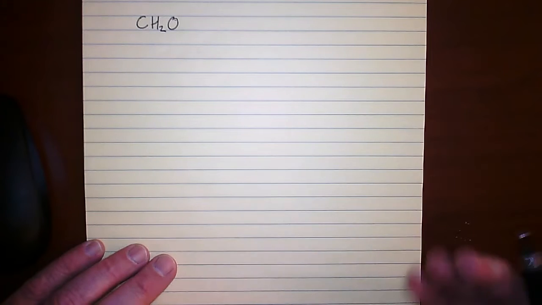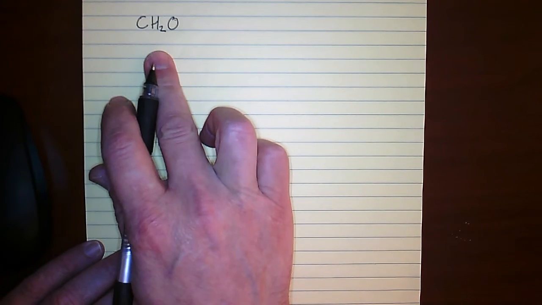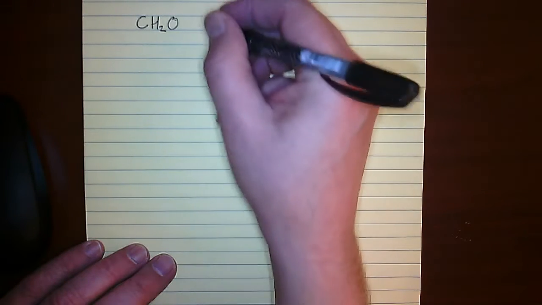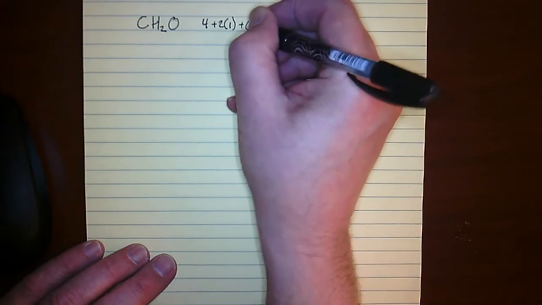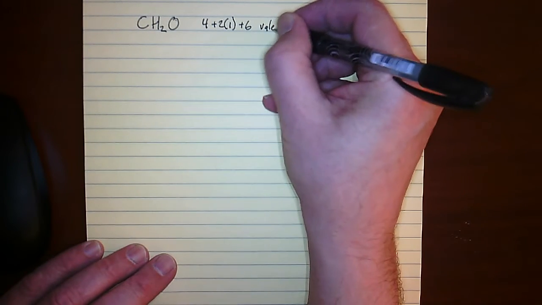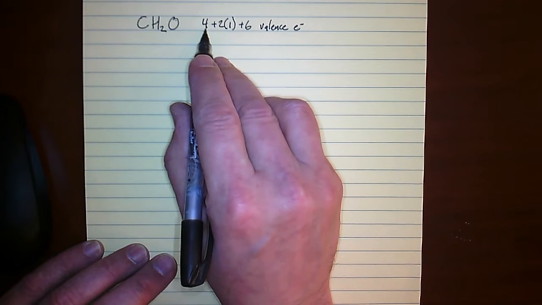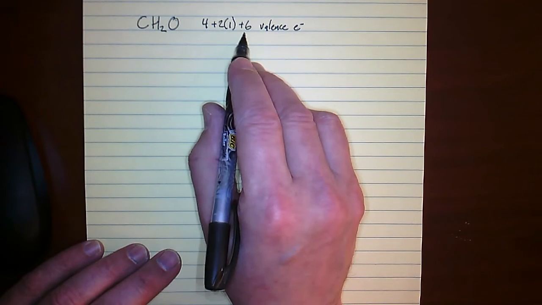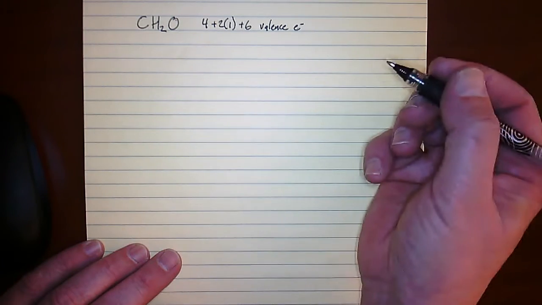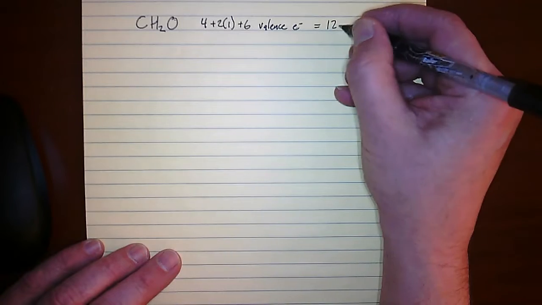CH2O. Okay. Now, if we have CH2O, we know that it has 4 plus 2 times 1 plus 6 valence electrons, right? Because carbon has 4, hydrogen has 1, but there are 2 of them, and then oxygen has 6. So that's equal to 6 plus 6 is 12 electrons.